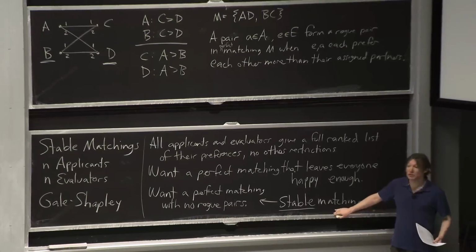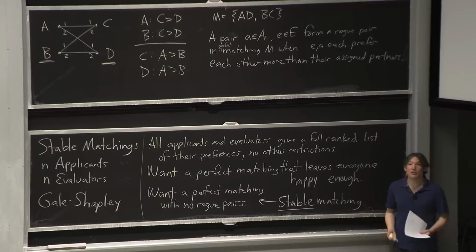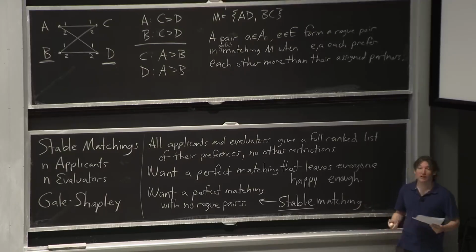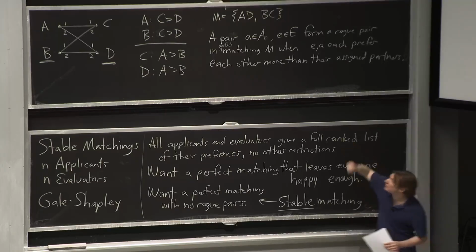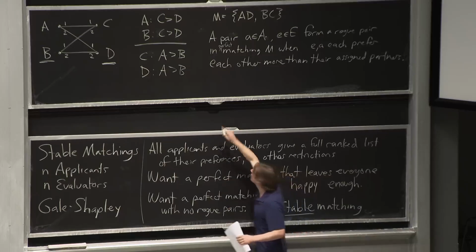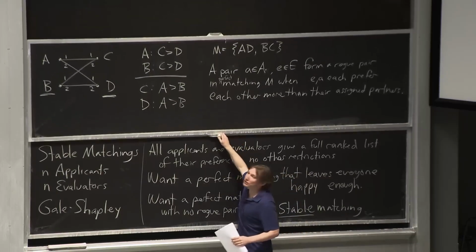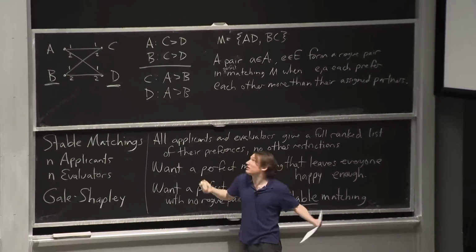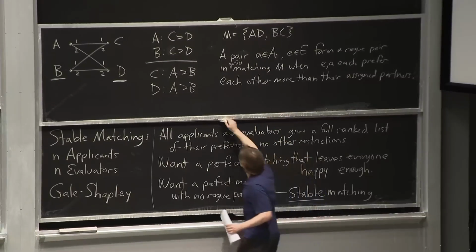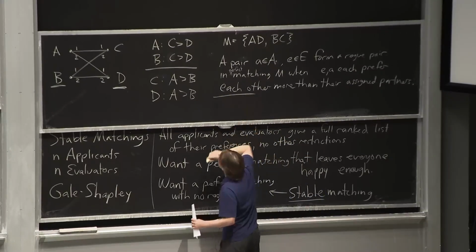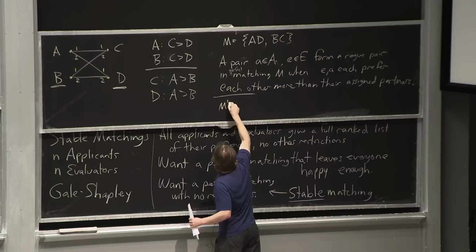And that's going to be our goal. Does there always exist a stable matching? How can we find out when there does exist one? Can we come up with an algorithm that will always find one if it can? In this example, does there exist a stable matching? Well, there are only two matchings in this graph, so let's check the other one. So we saw that AD and BC is not stable. What about AC with BD?